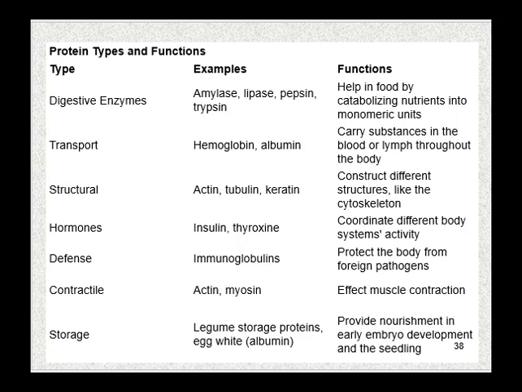Hormones can coordinate different body systems activities. Defense proteins are able to protect the body from foreign pathogens. Contractile proteins are involved in muscle contraction, and storage proteins are able to provide energy for use at later times.